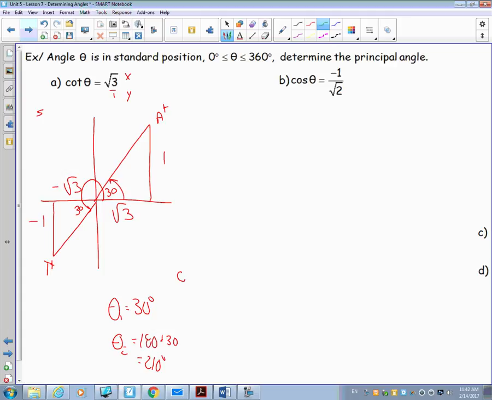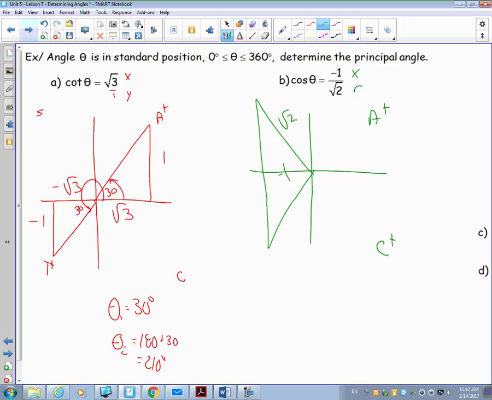Let's try the next one. Where is cos theta negative? So cos is positive here, it's positive here, which means it's negative in the other two spots, here and here. How does the cos ratio work? So x over r. x is negative 1, r is root 2. If those are negative 1s, these have to be 1s also, which is a special triangle. 45, 45.